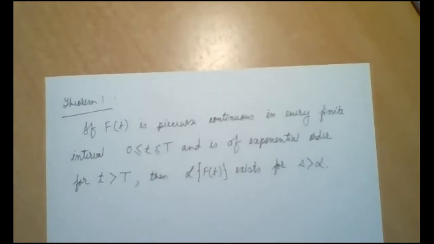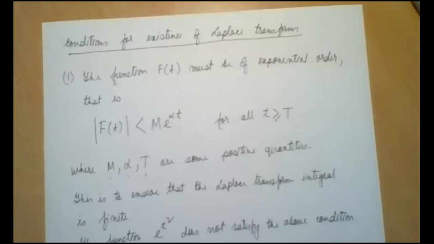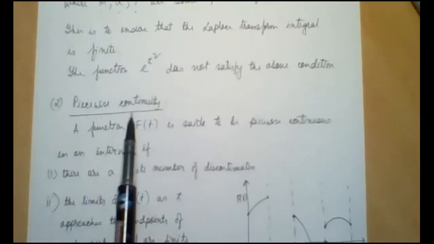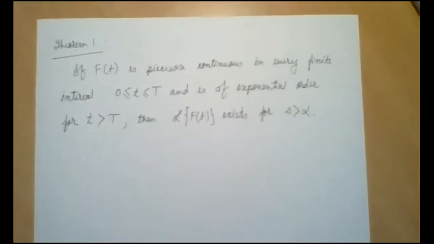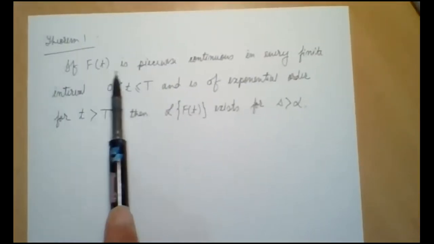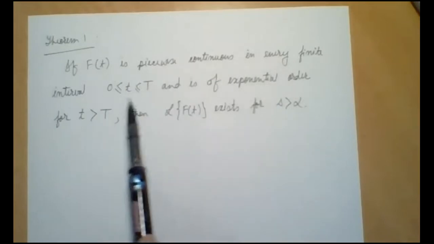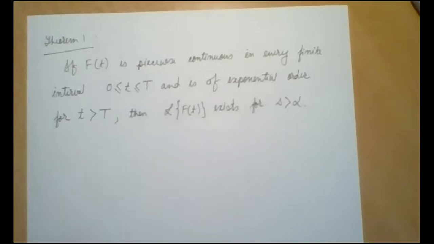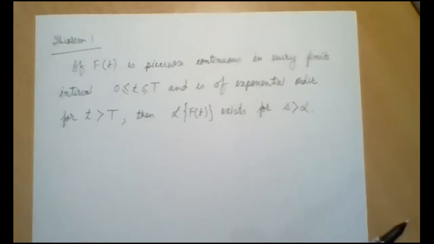So we mentioned two conditions here. The first condition was that the function must be of exponential order given by this expression, and the second condition is piecewise continuity. So using these two conditions, we have a theorem which says that if the function is piecewise continuous in every finite interval and is of exponential order, then the Laplace transform of the function exists.